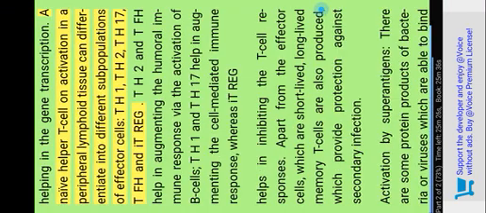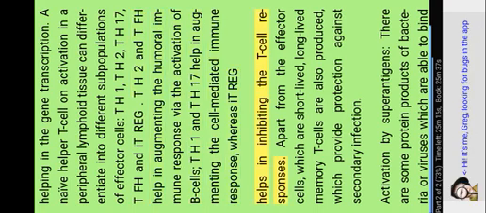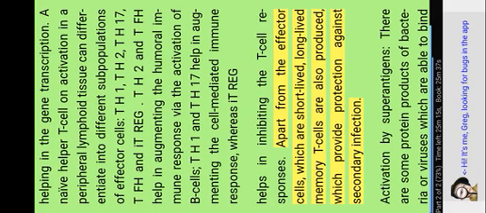A naive helper T cell on activation in a peripheral lymphoid tissue can differentiate into different subpopulations of effector cells: Th1, Th2, Th17, TFH, and iTreg. Th2 and TFH help in augmenting the humoral immune response via the activation of B cells. Th1 and Th17 help in augmenting the cell-mediated immune response, whereas iTreg helps in inhibiting the T cell responses. Apart from the effector cells, which are short-lived, long-lived memory T cells are also produced, which provide protection against secondary infection.